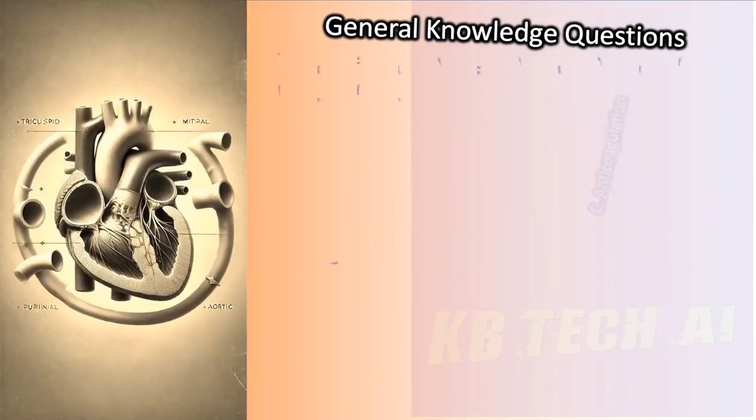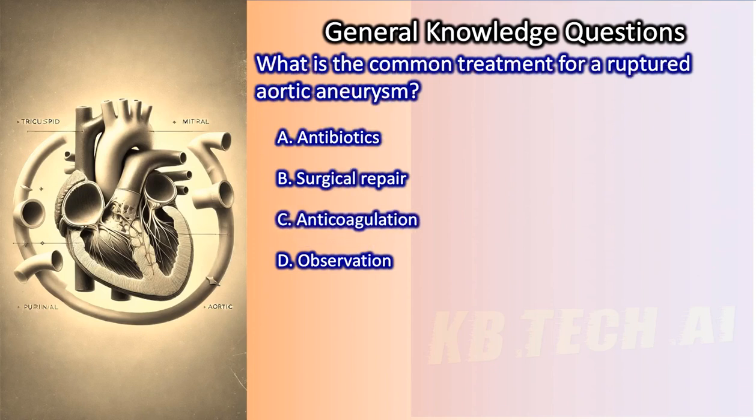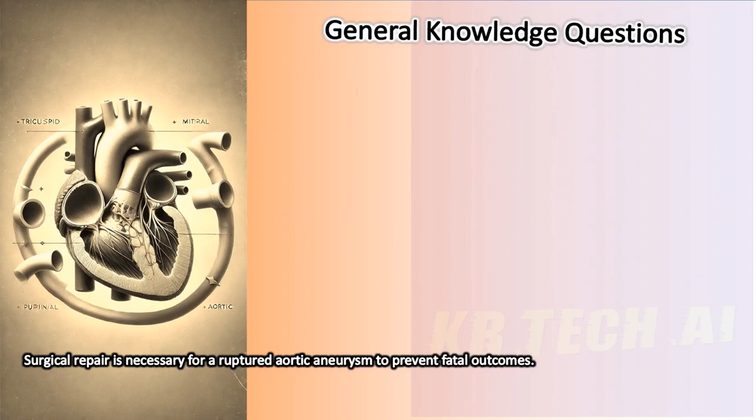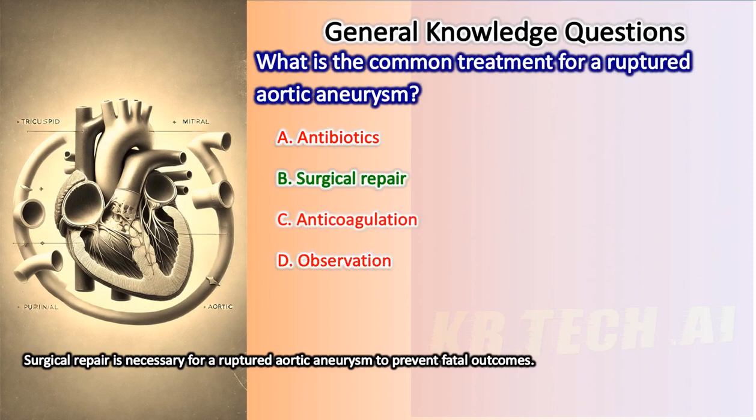Lipid core. Which is the common treatment for a ruptured aortic aneurysm? Option 1. Antibiotics. Option 2. Surgical repair. Option 3. Anticoagulation. Option 4. Observation. The answer is option 2.